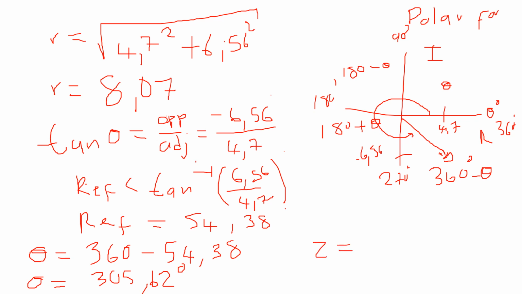Now our Z in polar form will be R, and our R is 8.07, at an angle of 305.62. I will just divide the questions video by video, so the next question will be in the video that follows. Thank you.